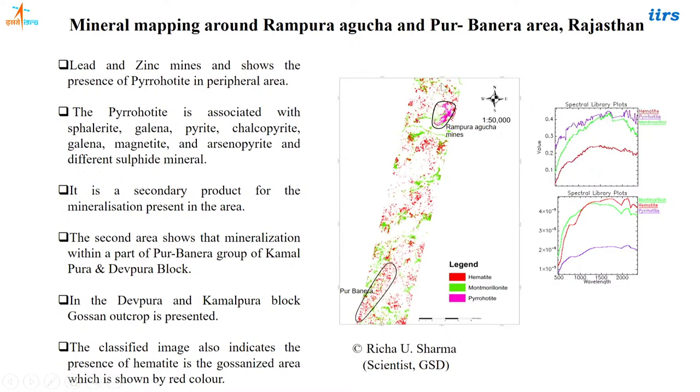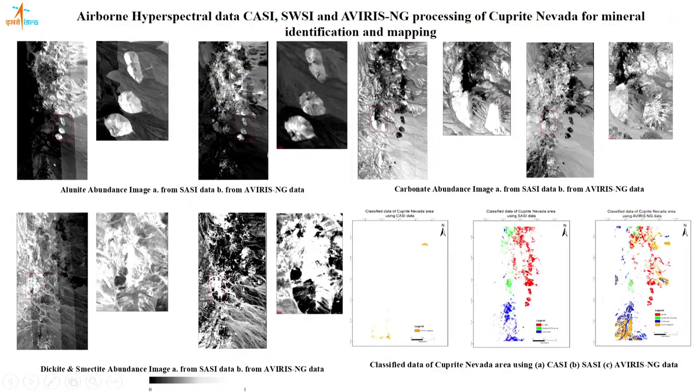Then this is mineral mapping done through Hyperion data, for the Pur Banera and Rampur Agucha mines, for hematite, pyrrhotite and montmorillonite, and how they got classified in this Hyperion satellite data. Then we performed this in the Cuprite, Nevada area, with AVIRIS-NG data and CASI and SWIR shortwave infrared spectrographic imager data. When we generated the abundance image using the spectral mixing technique, it highlighted those minerals properly. Like this is the alunite abundance image, this is dickite and smectite, and carbonate abundance image.